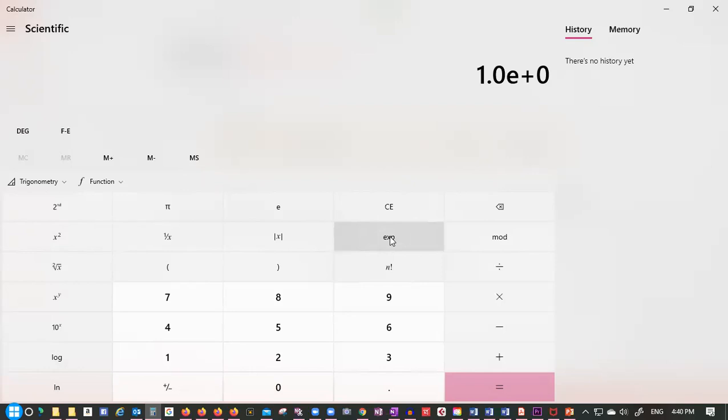Okay, let me do it again. Let me start again from scratch here. 1.0 times 10 to the negative 7.